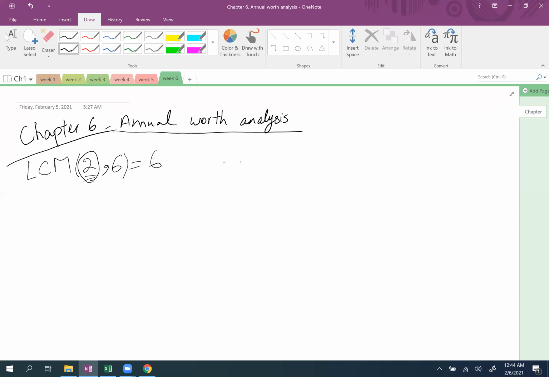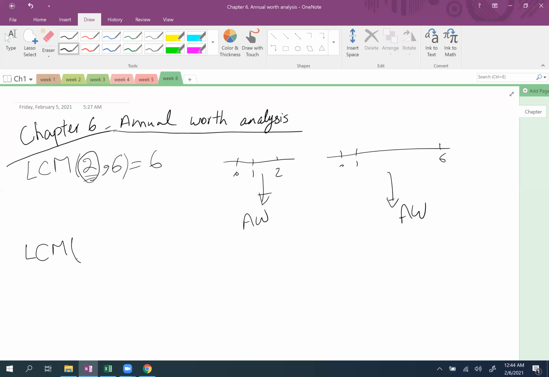It would be very nice if, for example, I have a project with 2 years of lifetime and another project with a lifetime of 6 years, I can directly calculate the annual worth of this project and compare it with the annual worth of this project. So as you can see, really, you don't need to do any extra work. You don't need to be worried about inequality of the lifetimes.